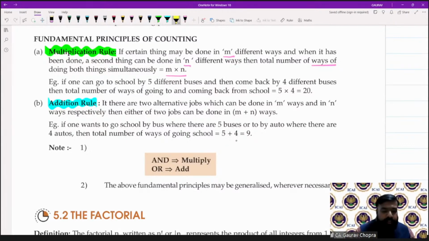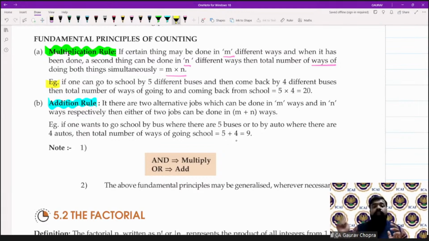Let's do that. If one has to go to school by 5 different buses, you have 5 options for going to school. 5 buses are available, and you want to come back by a different bus. You don't want to come back by the same bus. You have to choose a different one. So how many options are there? While going, we have 5 options, but while coming, there are only 4 options available because we don't want to come with the same bus.